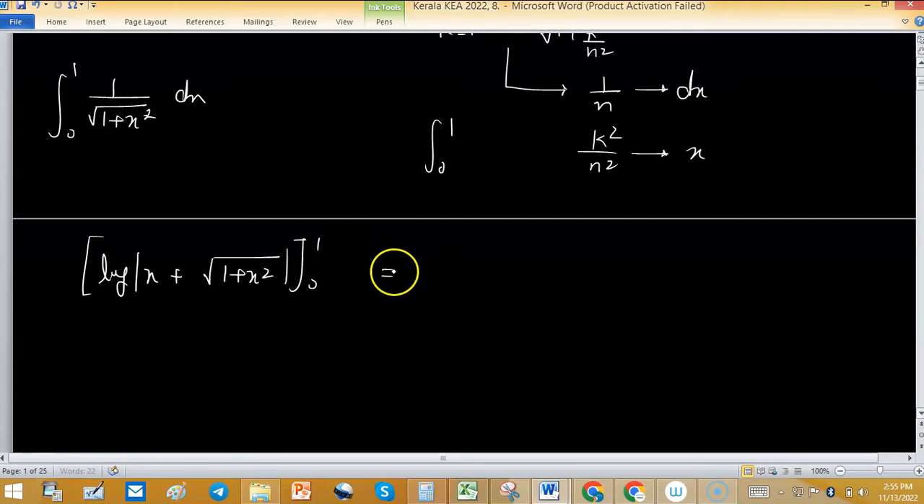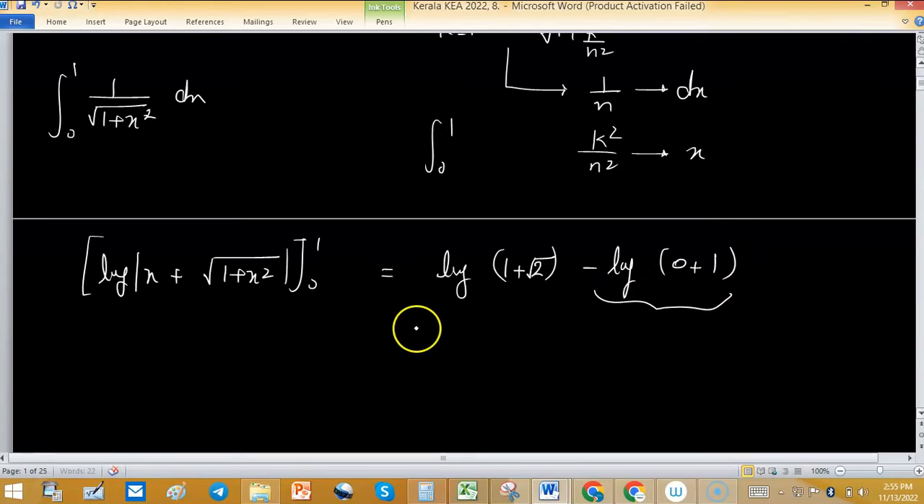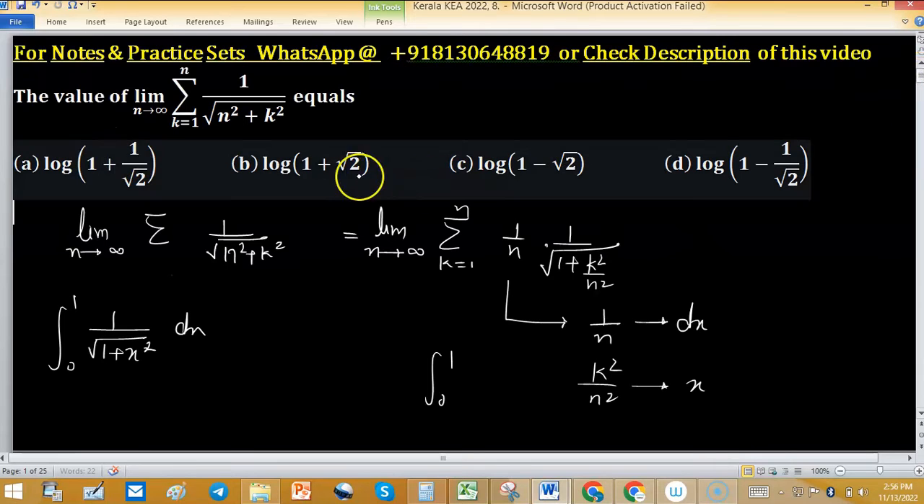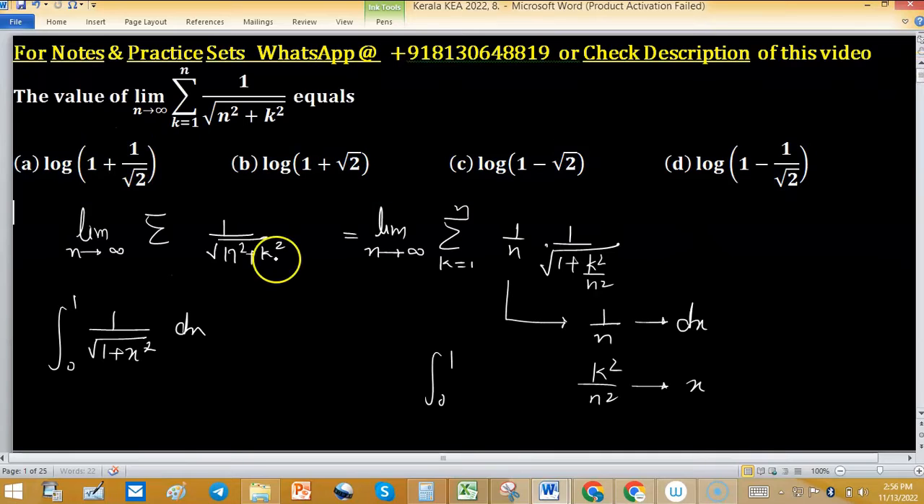When we put the upper limit, we have log of (1 plus root 2), and when I put the lower limit, it will be minus log of (0 plus 1), and the value of log 1 is 0. So finally we will have log of (1 plus root 2). Now check which option is giving 1 plus root 2. Option B is correct.